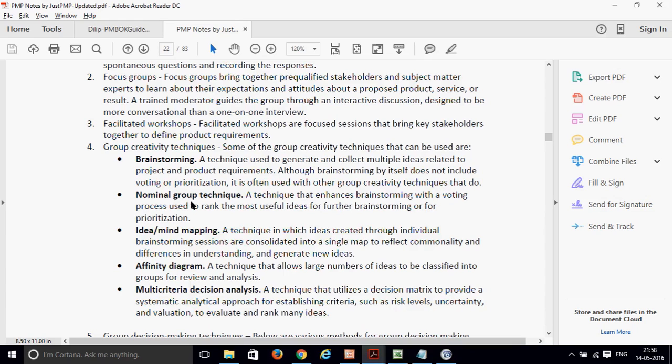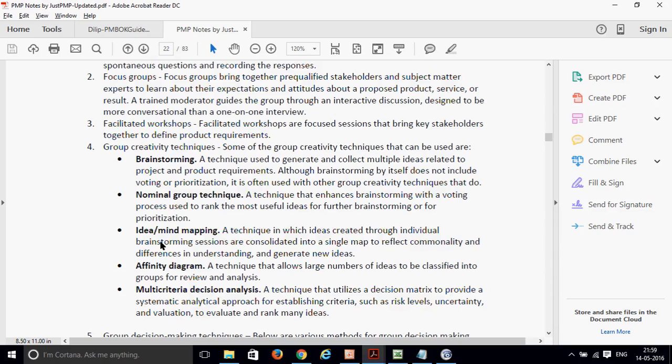Nominal group technique. The difference between brainstorming and nominal group technique is small, but in nominal group technique you can vote on which idea you want to go ahead with. Suppose they discuss 3-4 ideas, and now there will be voting within the team to decide which idea they want to take first. Those with a majority will be considered. That's called nominal group technique.